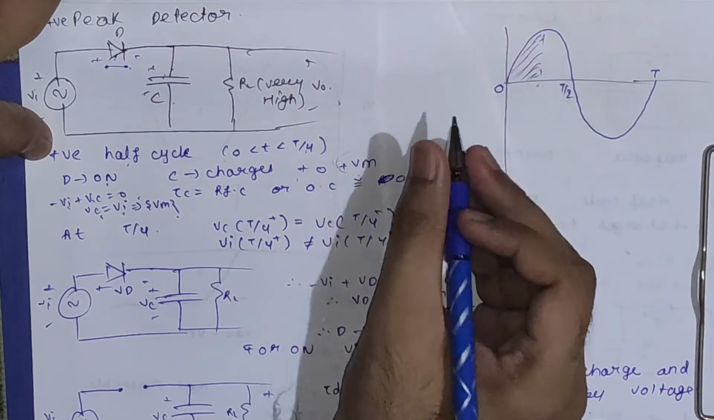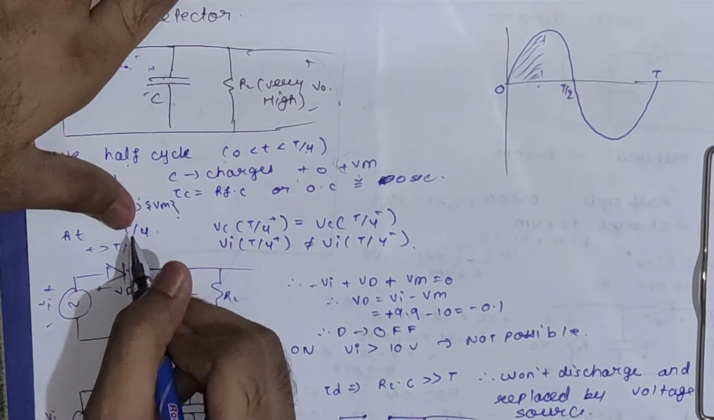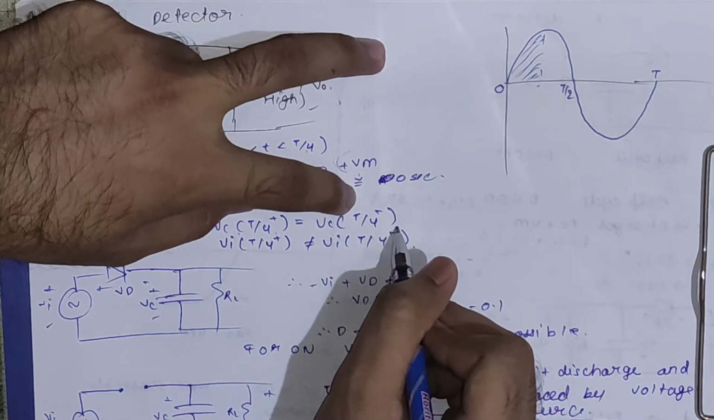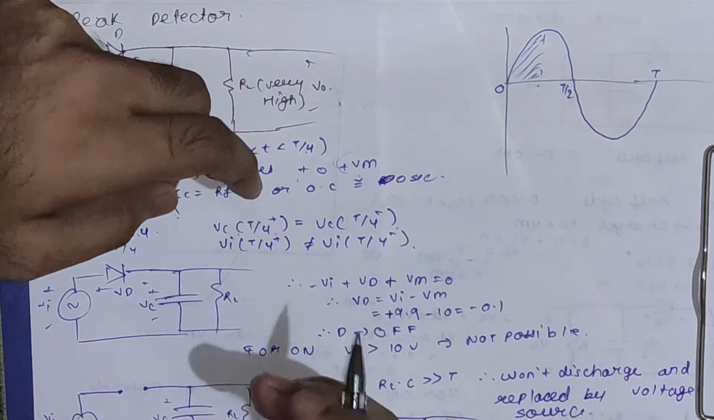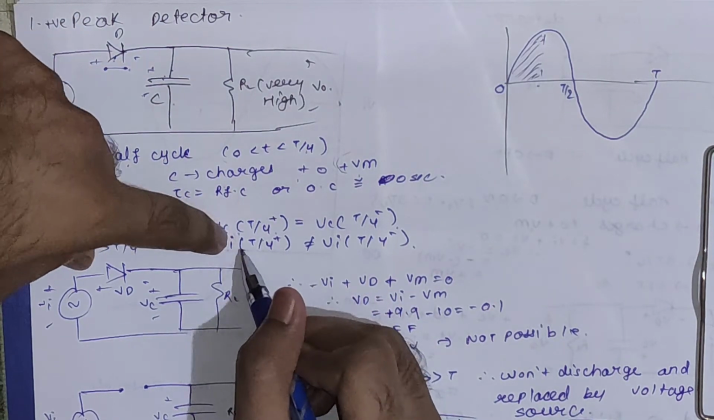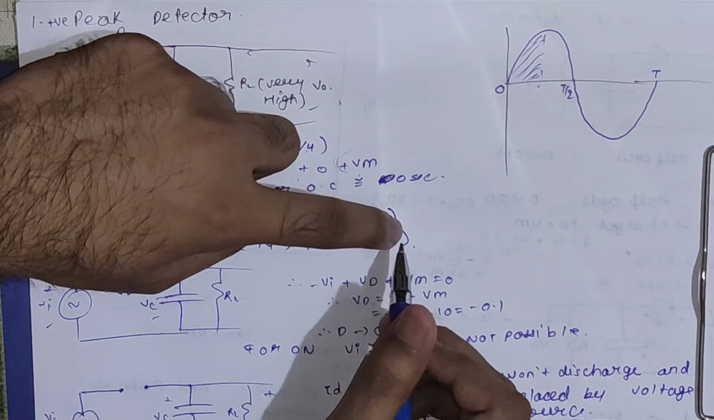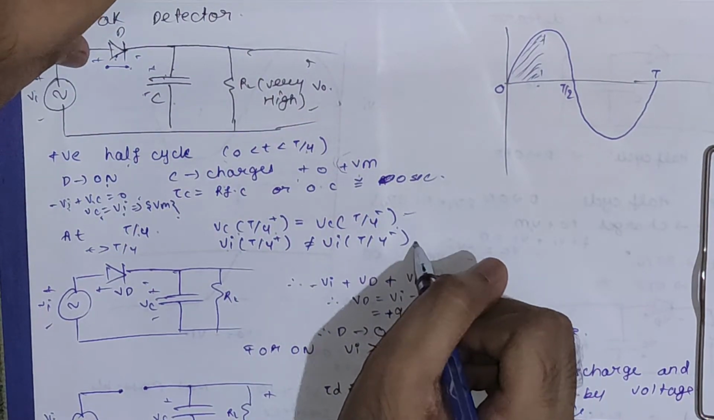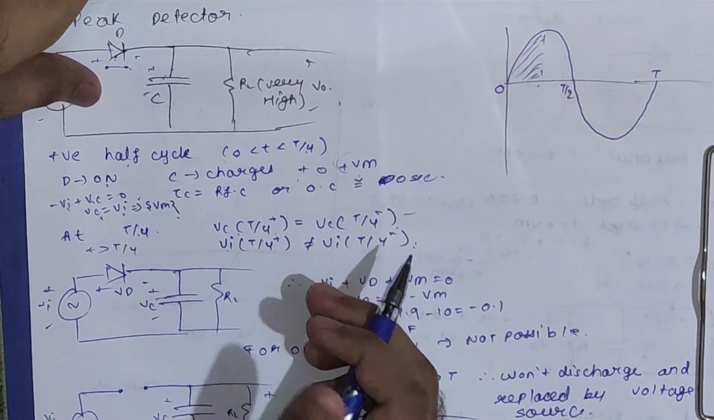Now we will check the phase for t greater than T by 4. At T by 4 we will say that Vc at T by 4 plus is equal to Vc at T by 4 minus. We are following the same procedure as for the clamper. Then Vi at T by 4 plus won't be equal to Vi at T by 4 minus, right? As you can see, the capacitor opposes the change of voltage, but the input waveform is continuously changing. So we will take this into consideration.